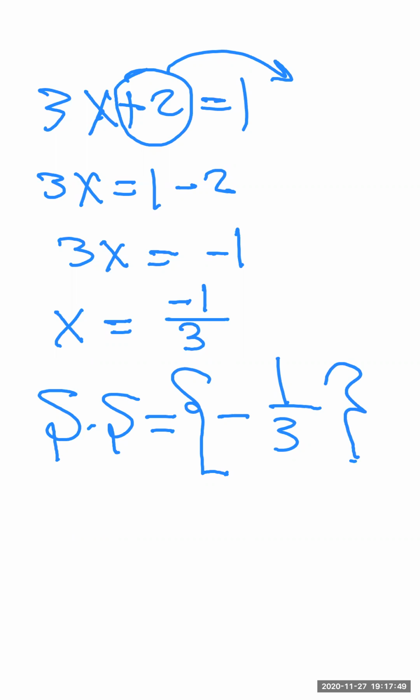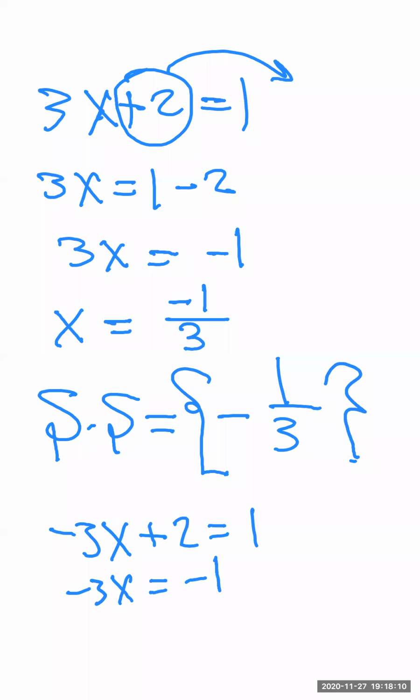But the remaining point now is to represent this one on the number line. What if it was negative 3x? Negative 3x plus 2 equals 1, for example. Negative 3x equals negative 1. Then 3x will equal 1, simply. So negative 1 over negative 3 equals 1.